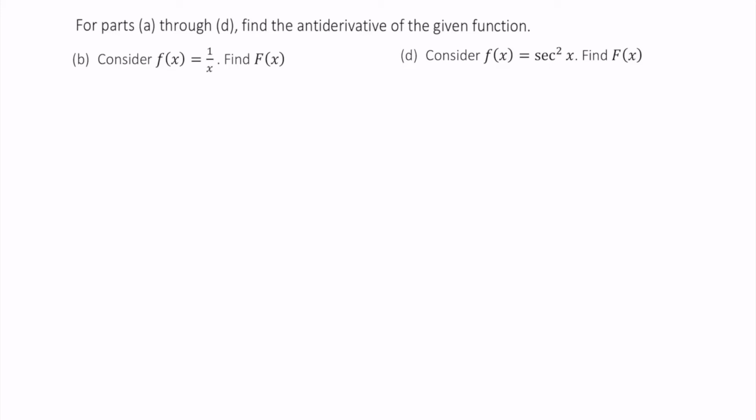Welcome. In this video, we're going to continue our work on antiderivatives. Namely, we're going to find the antiderivative of f of x equals 1 over x and little f of x equals secant squared of x.